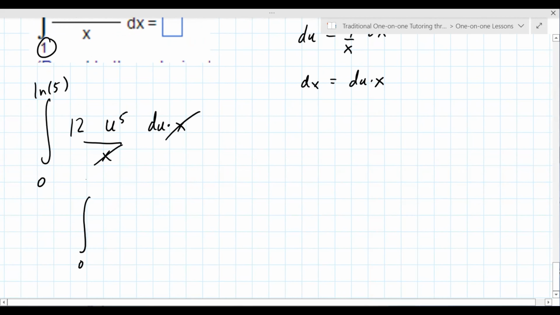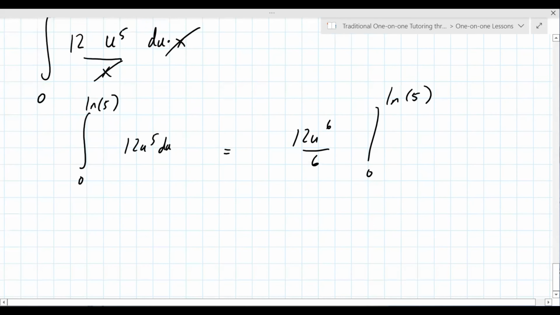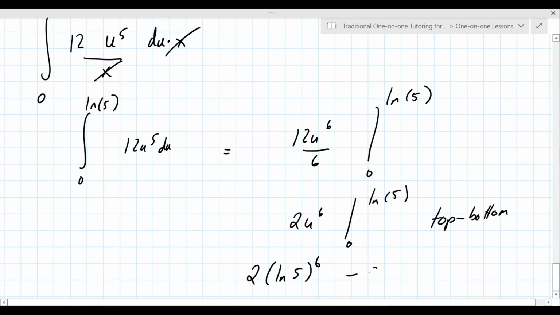So we're back to the integral from 0 to natural log of 5 of 12 u to the 5th du. Okay, and from here it's power rule again. So it's 12 u to the 6 over 6, which you're evaluating from 0 to natural log of 5. Eventually you start canceling your denominators in this problem. You always do top minus bottom. So then it's 2 times natural log of 5 to the power of 6 minus 2 times 0 to the 6th, and that's just 0. So this is your final answer.